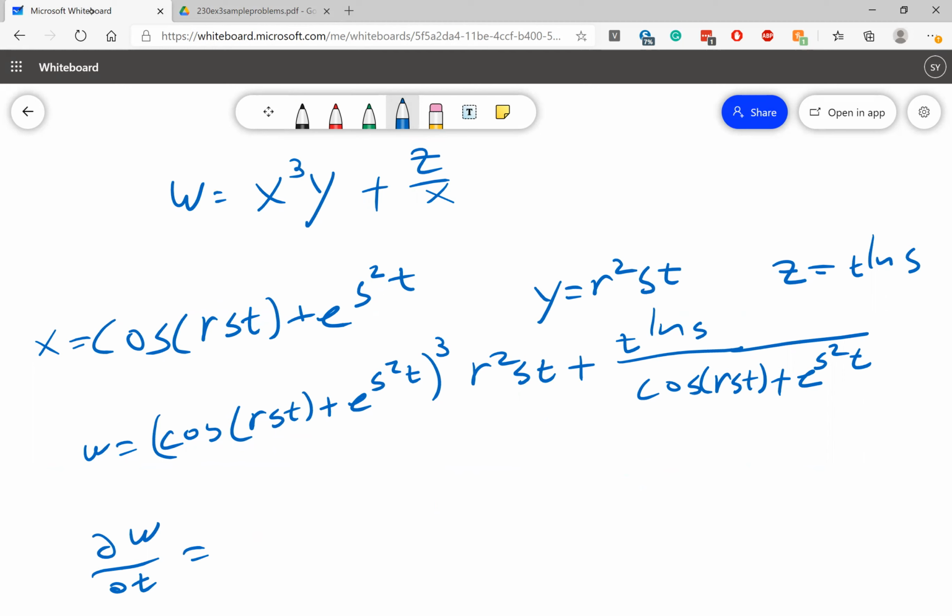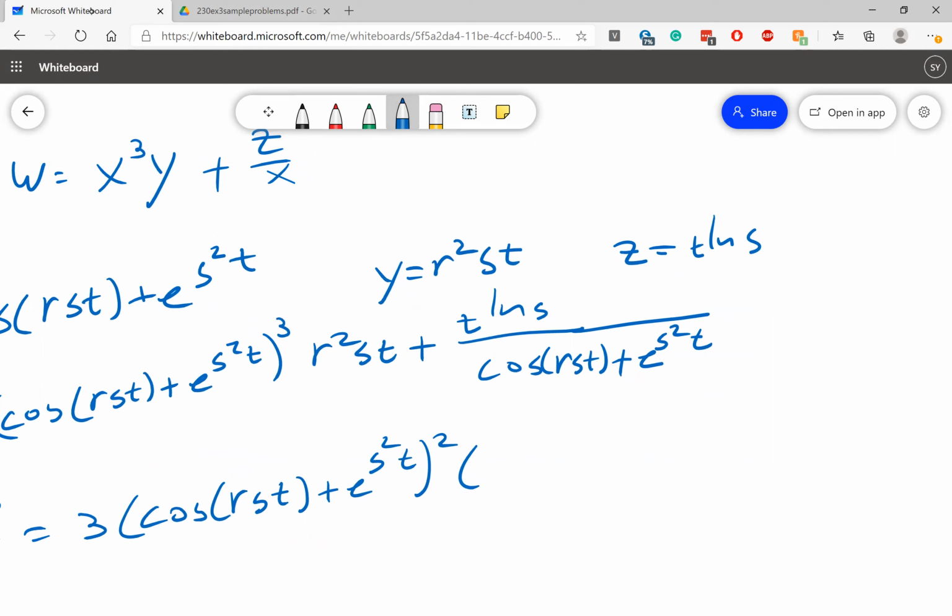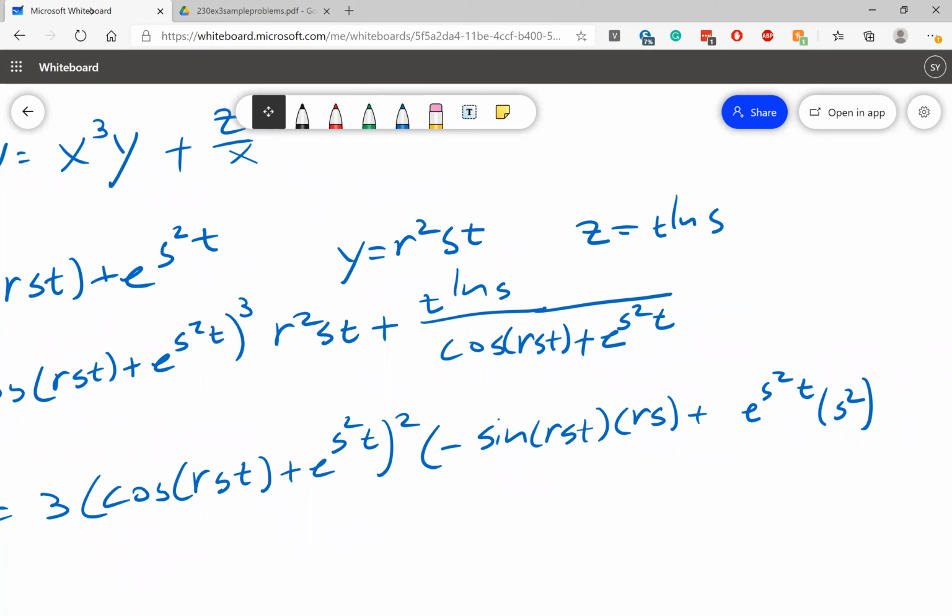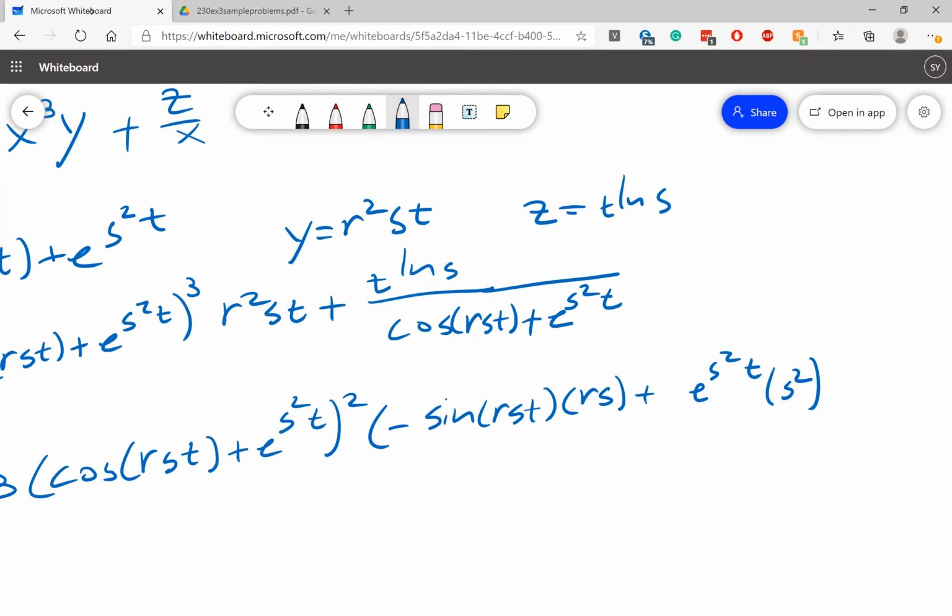Okay, so that's going to be equal to 3 cosine(RST + e^(S²T²)) times negative sine(RST) times RS plus e^(S²T) times S squared, okay, times all of this times R squared ST.